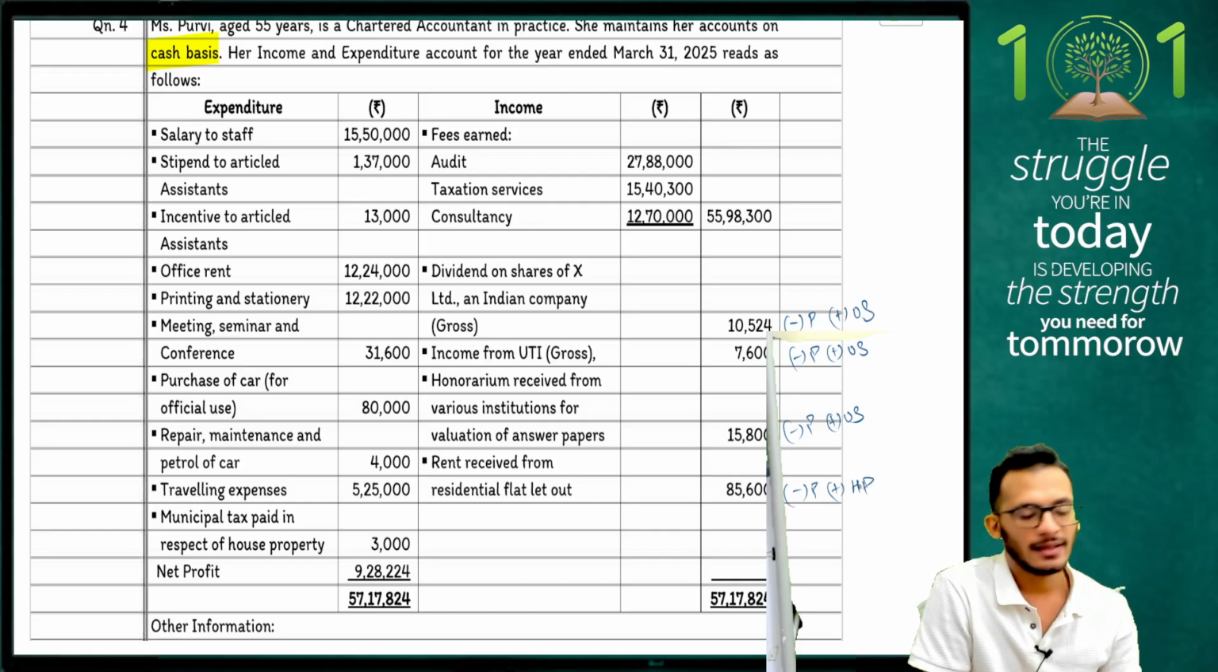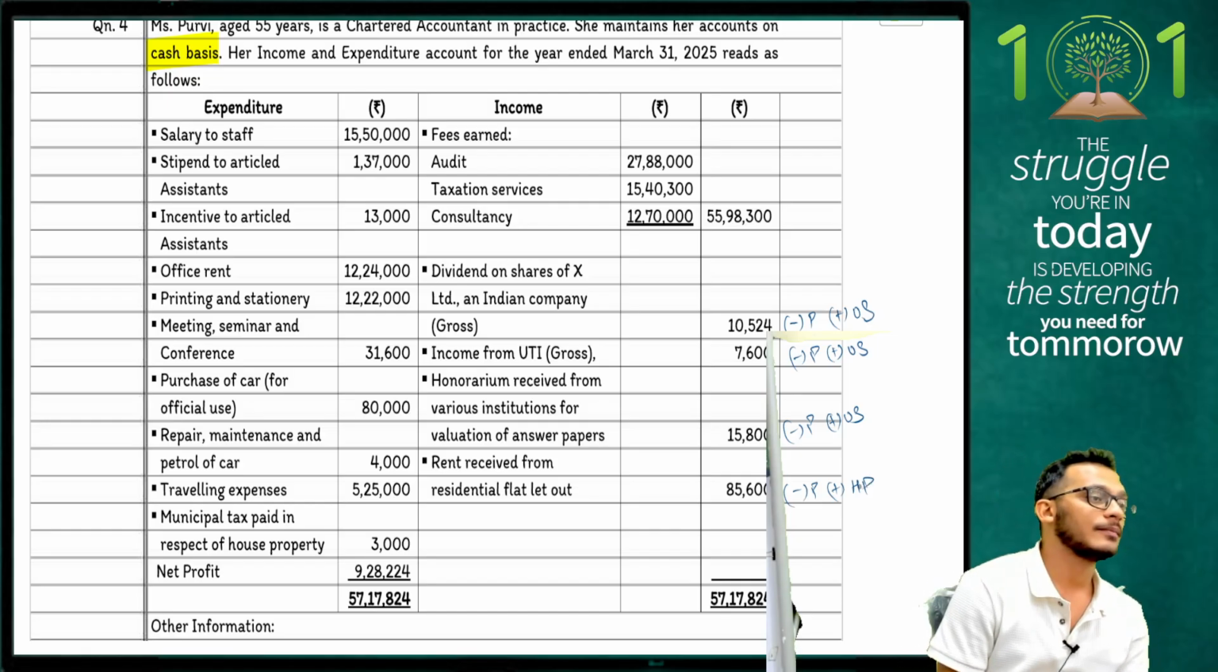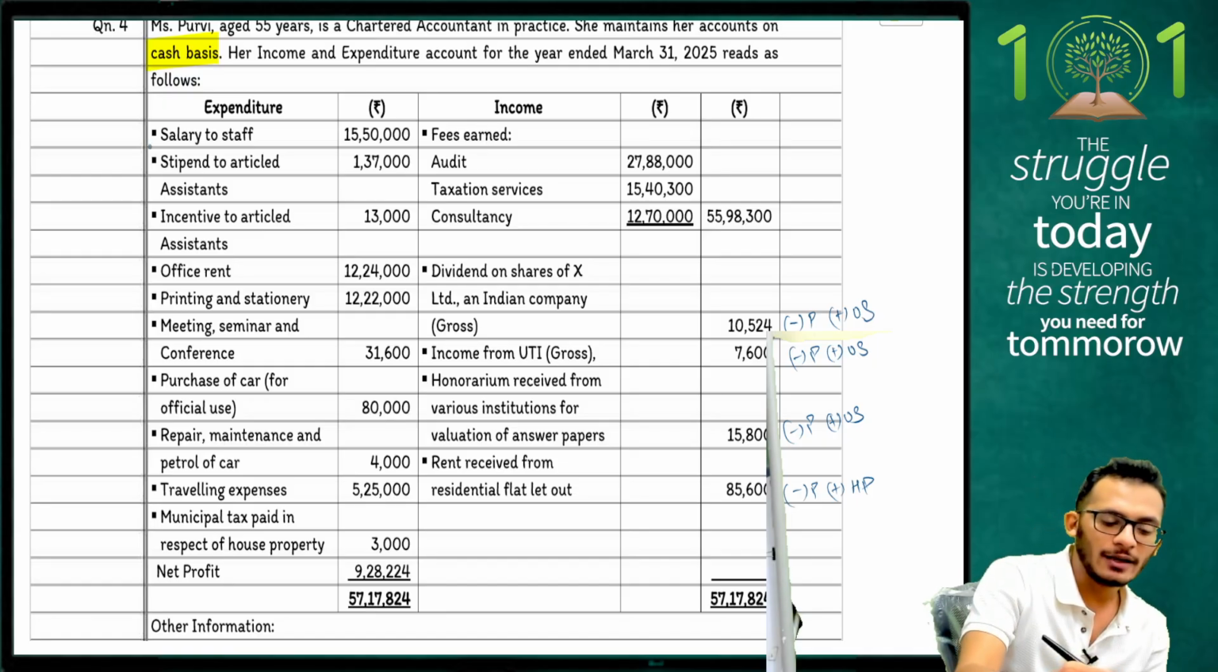Yes. Left side. Salary to staff. Allowed. Stipend to articles. Incentive to articles.